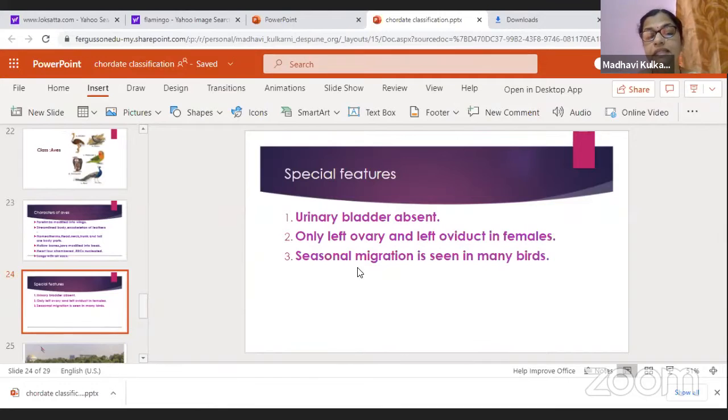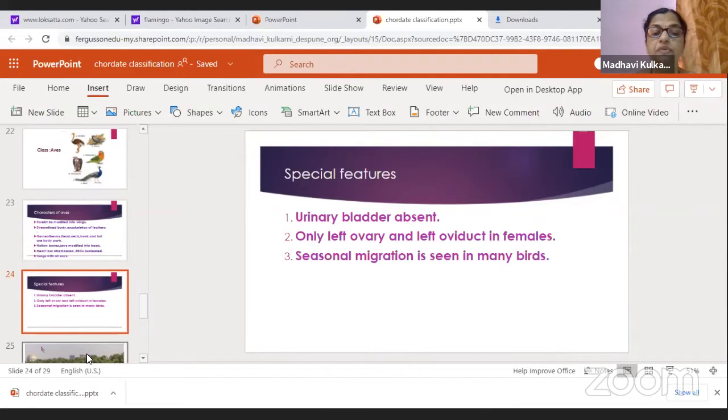One more thing, they show seasonal migration. They travel thousands of kilometers, and they visit a particular place every year, and that phenomenon is called migration.